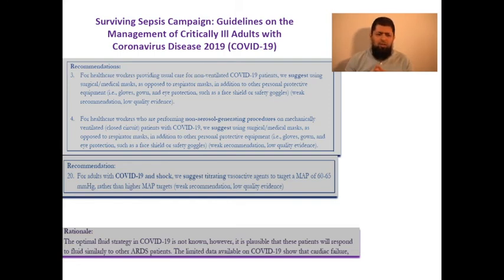Also, for adults with COVID-19 and shock, and this is very important, they suggest titrating vasoactive agents to a target mean arterial pressure of 60 to 65. We know that our targets, to preserve kidney function and renal blood flow, are always to keep the mean pressure more than 65, especially if the patient has established chronic hypertension. Why are they recommending not more than 65? Because of the increased incidence of adverse effects, especially arrhythmias, with increasing doses of vasopressors to achieve this target.